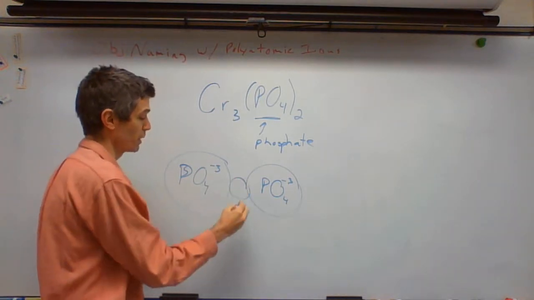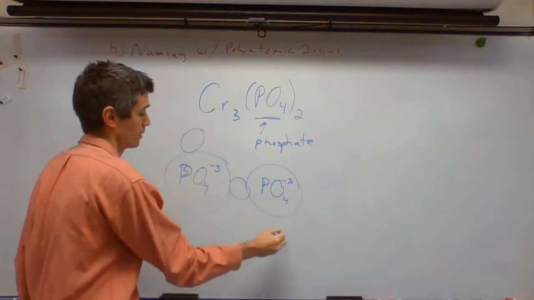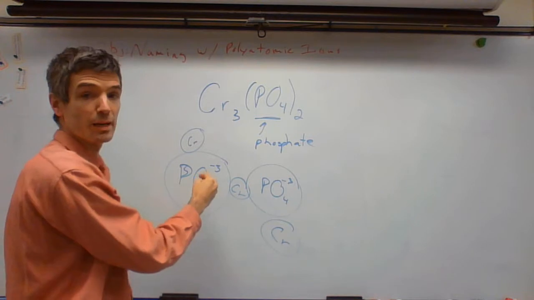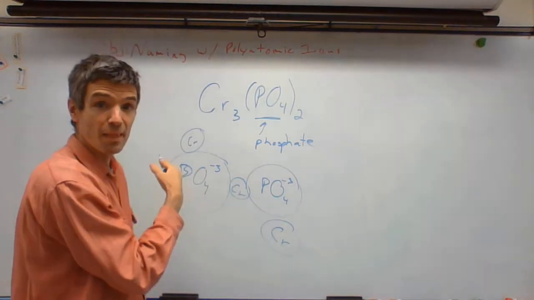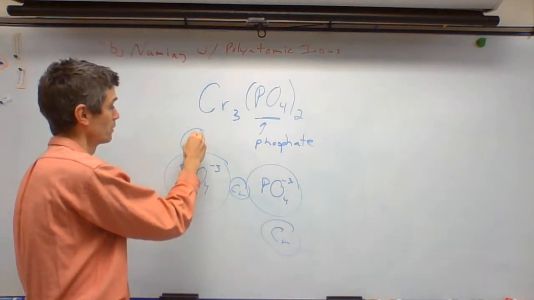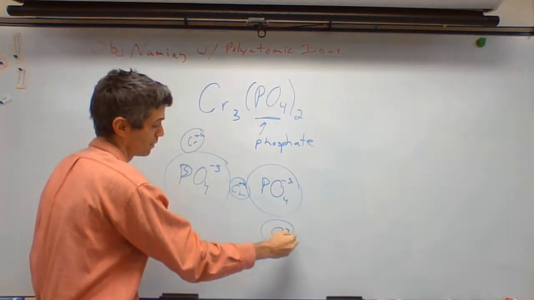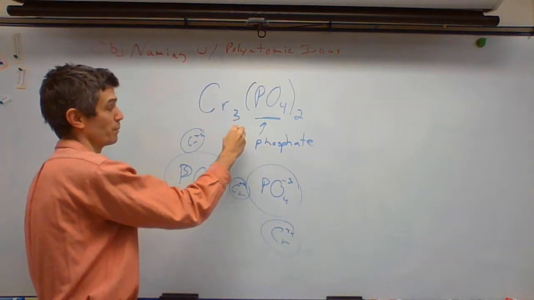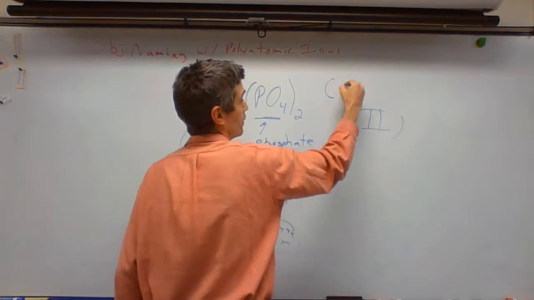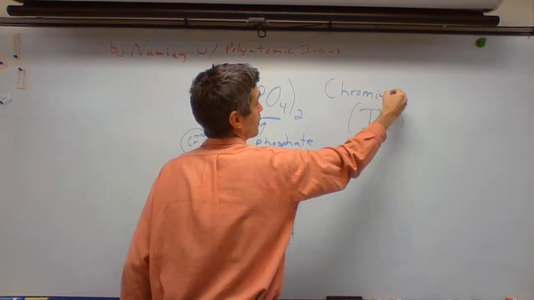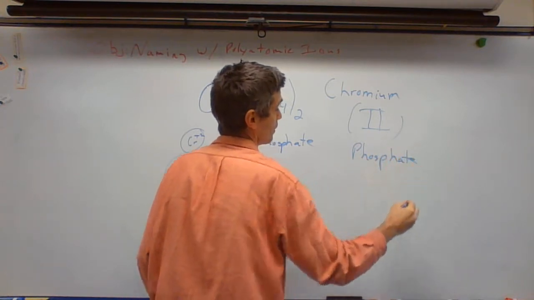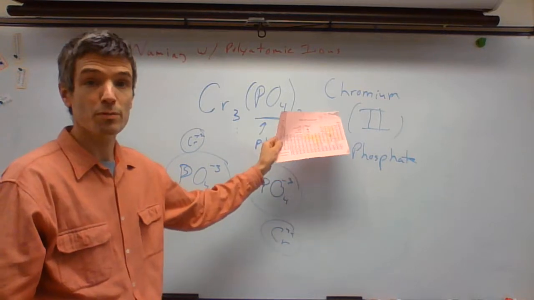And then I've got 3 Cr's, Cr, Cr, Cr. -3 and -3 make -6. And then I have 3 of them. I divide 6 by 3 and I get +2. So the charge on the chromium is 2. So this is chromium 2 phosphate.